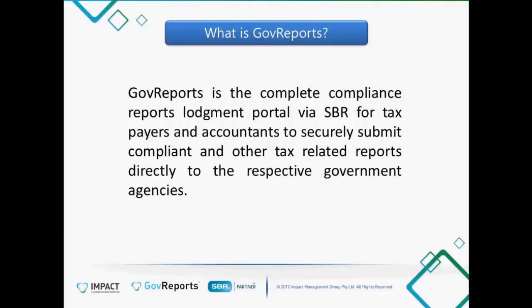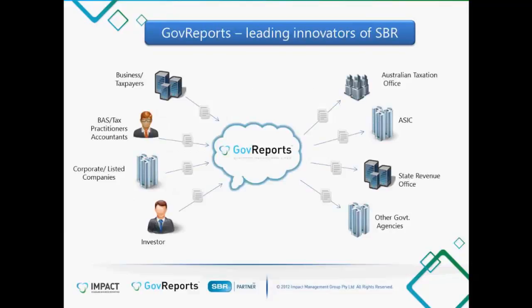Currently, GovReports is connected to over 13 government agencies, including the tax office, state and territory revenue offices for payroll tax, and ASIC for financial statements lodgement. We have very limited capabilities for ASIC, but hopefully over time ASIC will come to play and extend the report services available for SBR lodgement.